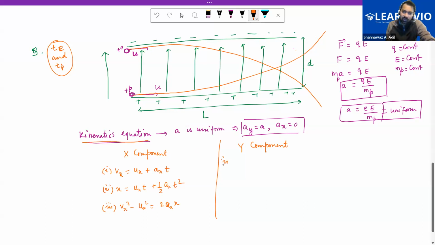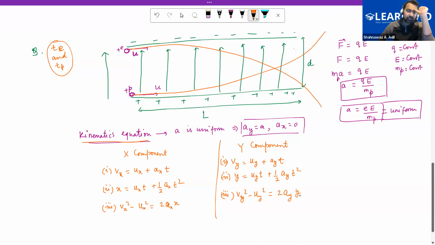Similarly, we can write the y part. So the y part would be vy equals uy plus ayt. And then y equals uyt plus half ayt square. And the third one is vy square minus uy square equals 2ayy. So these are the three things, right? What are the known things that we have? Let us write the known things. Can you tell me?